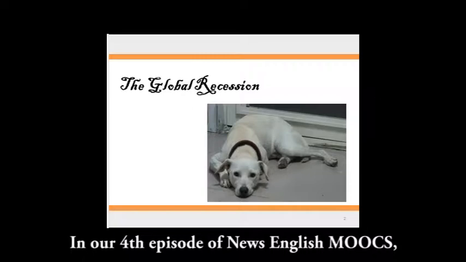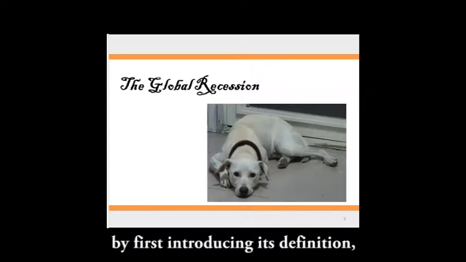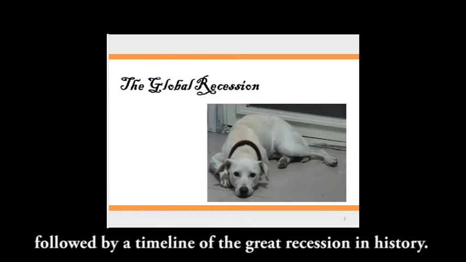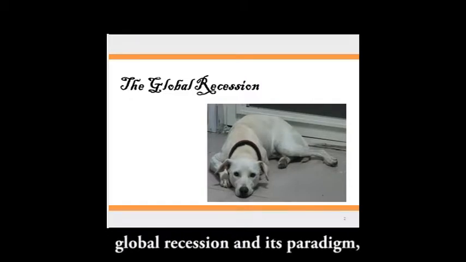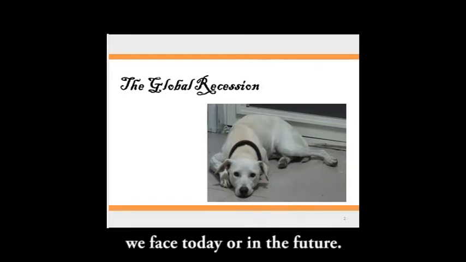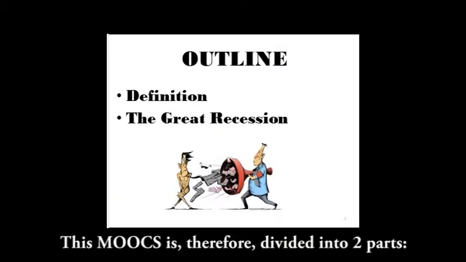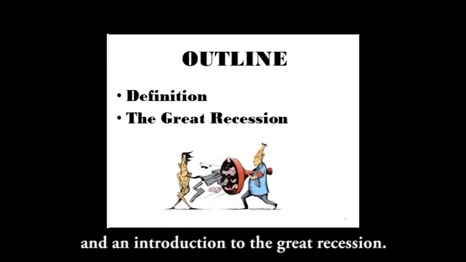In our fourth episode of News English MOOCS, I will talk about the global recession by first introducing its definition, followed by a timeline of the Great Recession in history. By understanding the concept of global recession and its paradigm, we may get a glimpse of what goes on in the financial crisis we face today or in the future. This MOOCS is therefore divided into two parts: the definition of global recession and introduction to the Great Recession.